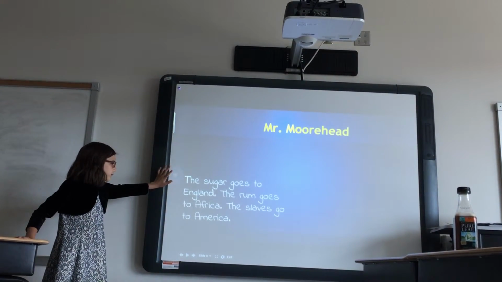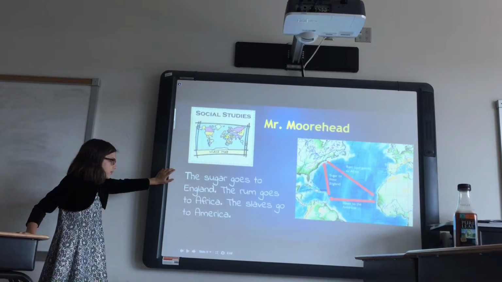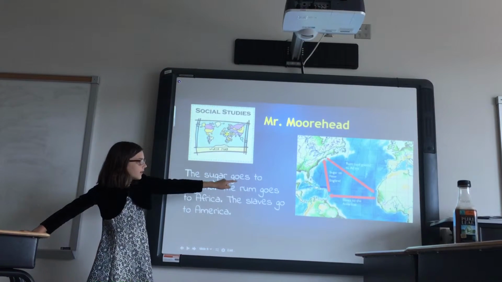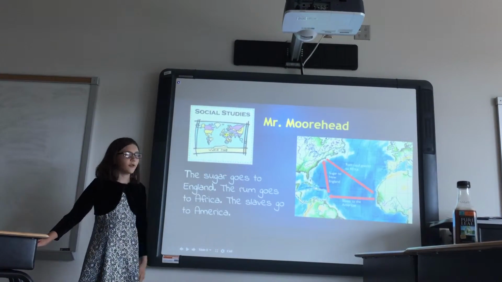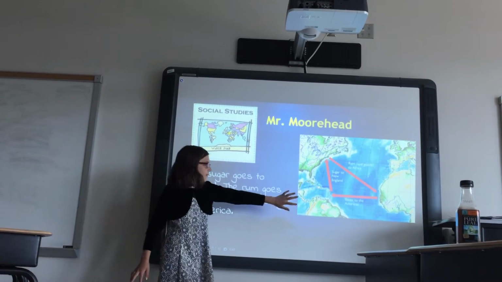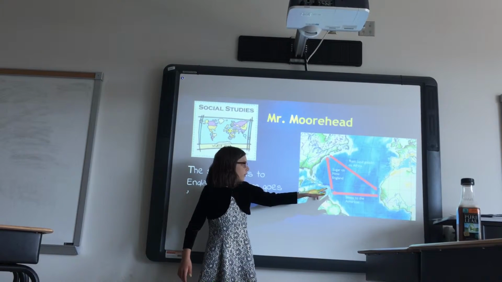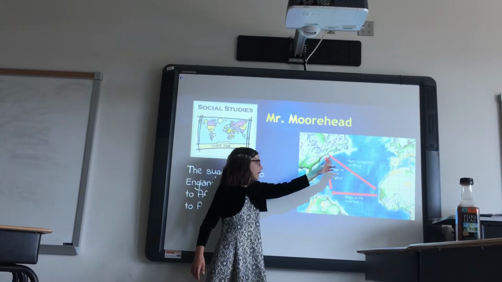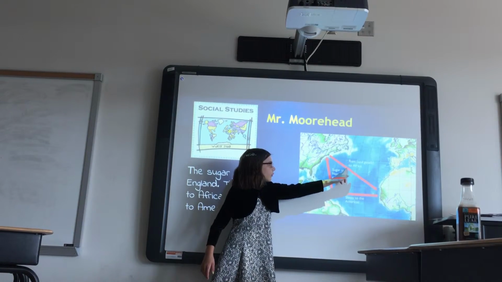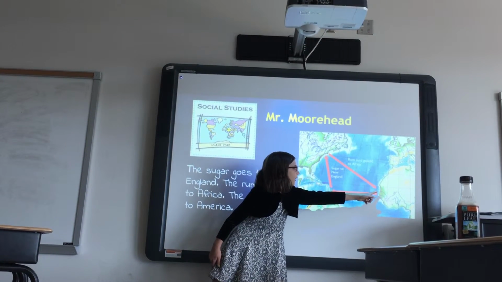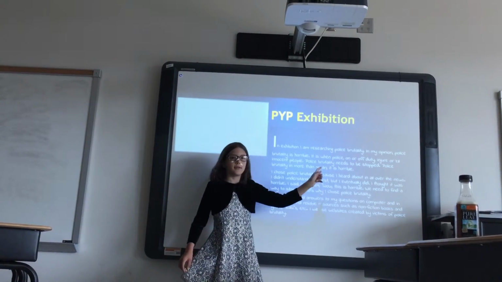The sugar goes to England, the rum goes to Africa, and slaves go to the Americas. And it's in the triangle, because that's why it's called the triangle. Because they would trade the slaves to the Americas, or no, they would trade the sugar to New England, and they would trade the rum and goods to Africa, and the slaves to the Americas, and that's how they got it.